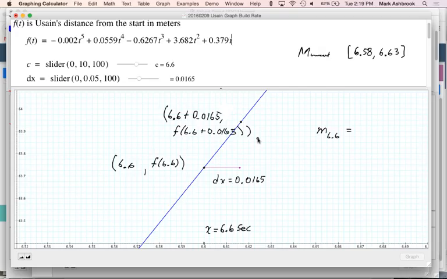Okay, and then what is now m of 6.6? Or not of, but I'm just denoting here the constant rate of change at the moment 6.6. How would we write that? So we'll actually do the addition now, okay?